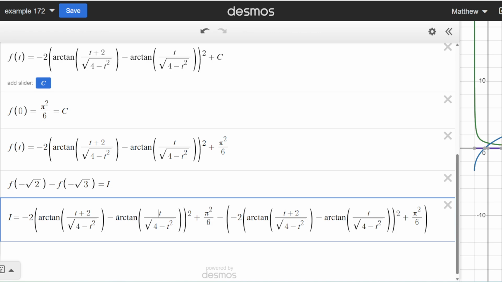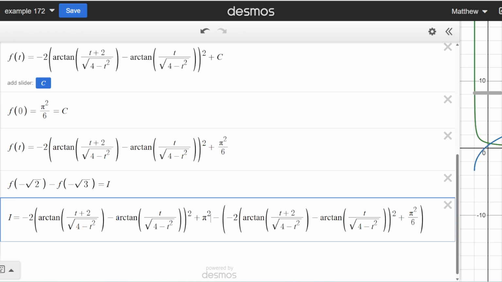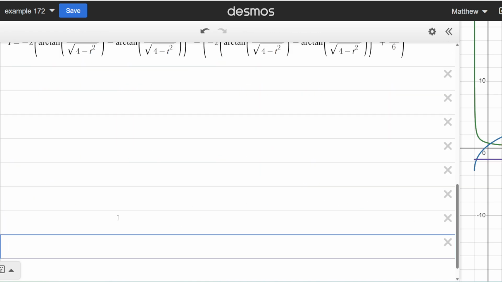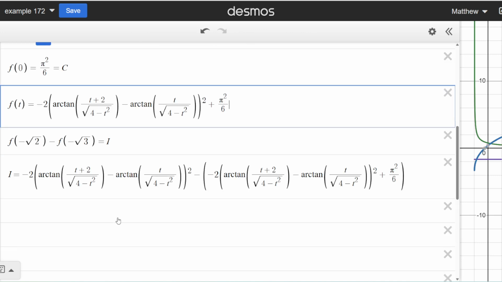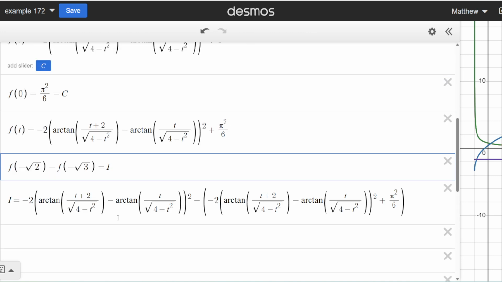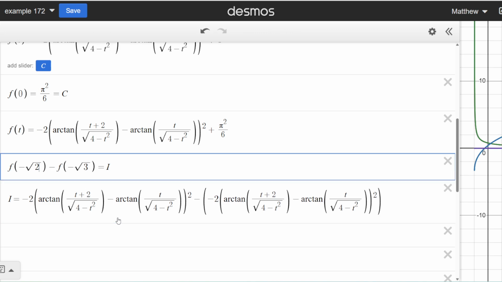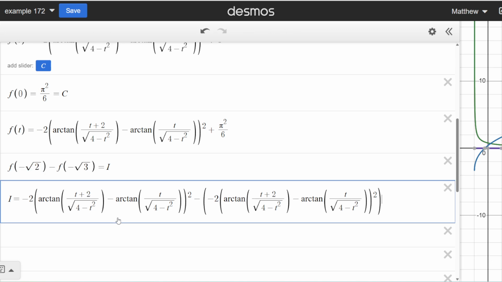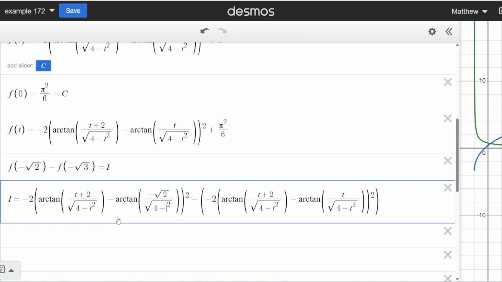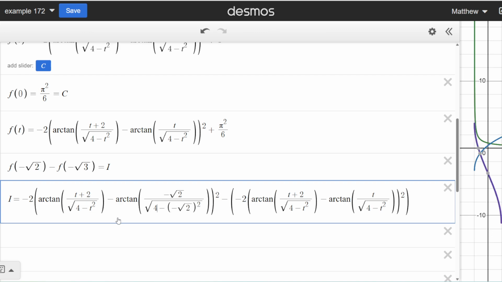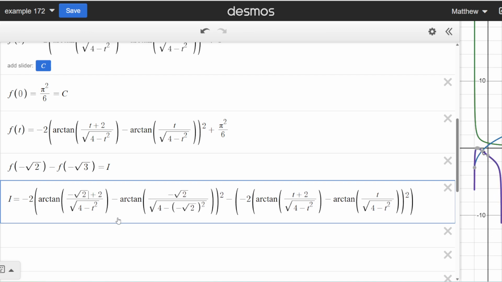is, oh, well, first let's notice that this pi squared over 6 and this pi squared over 6 are going to go away. All right, and we'll distribute this negative sign. Oh, no, not yet. What we want to do is plug in negative square root of 2 into all these. All right, so negative square root of 2. And I'm just going to do this step by step very carefully.